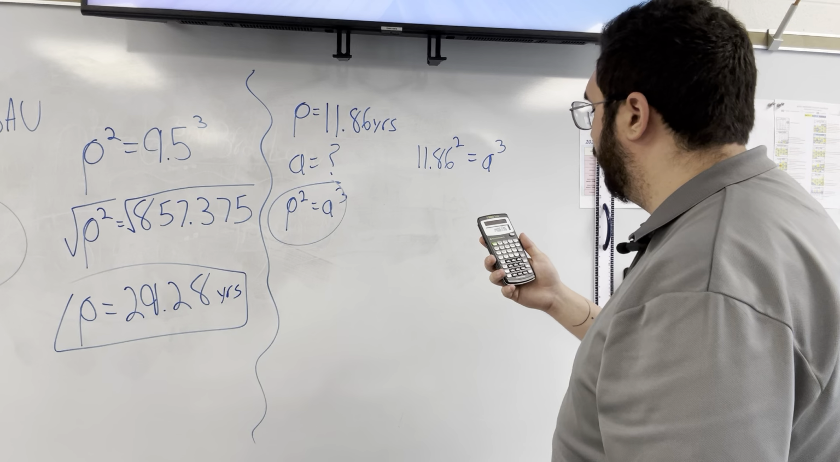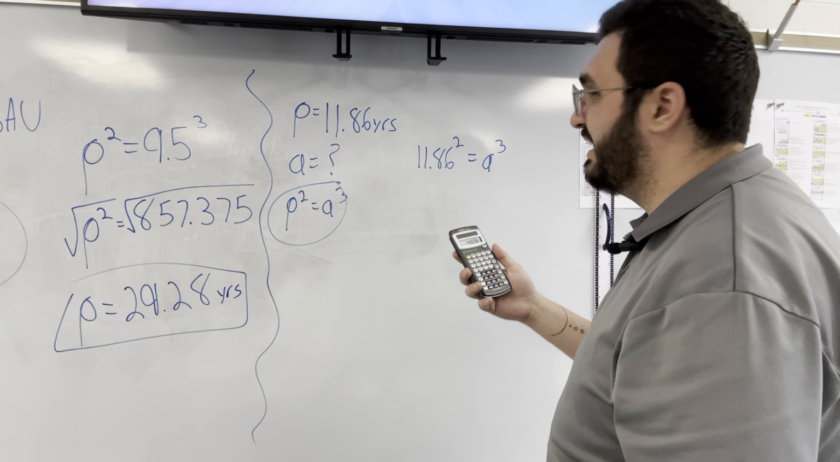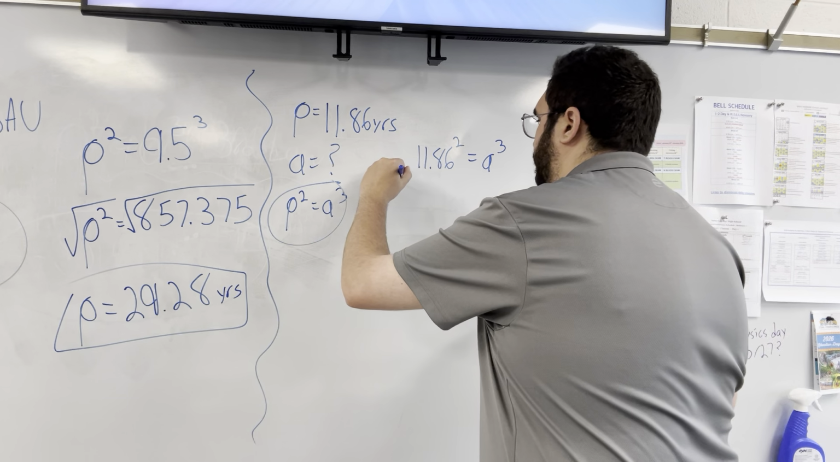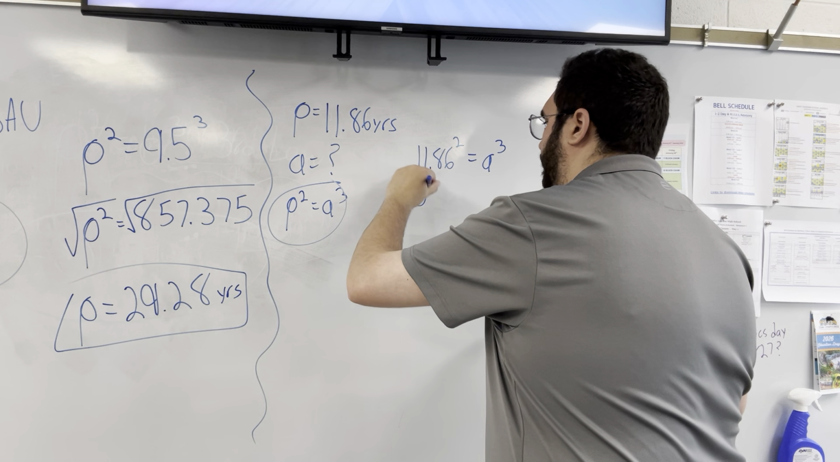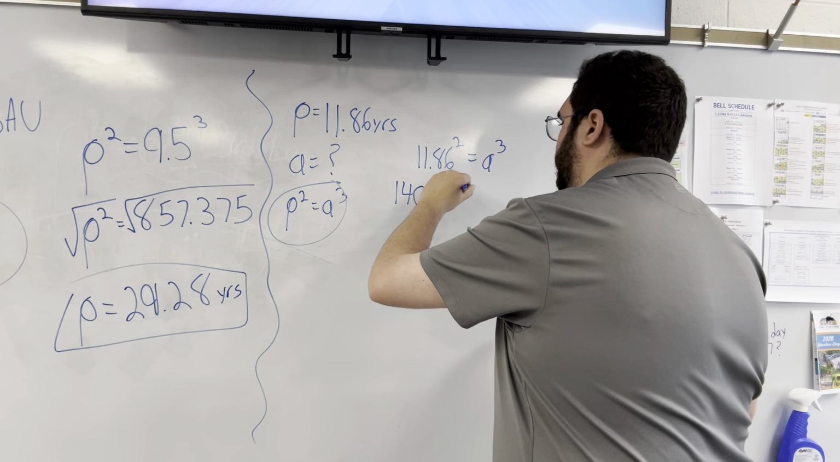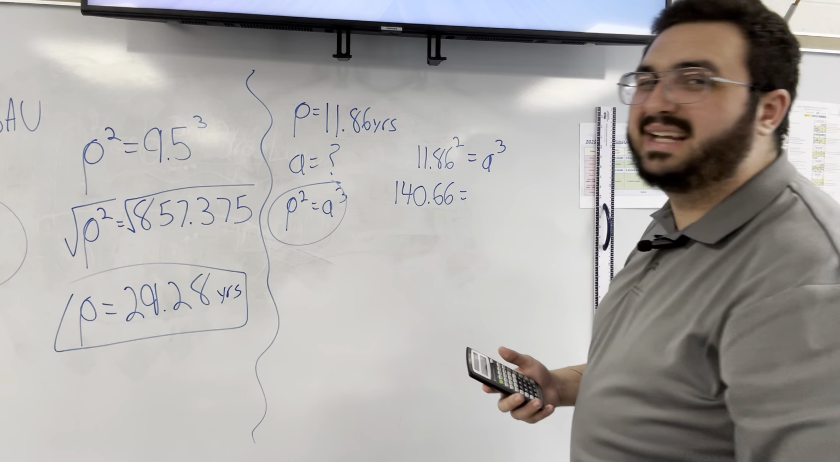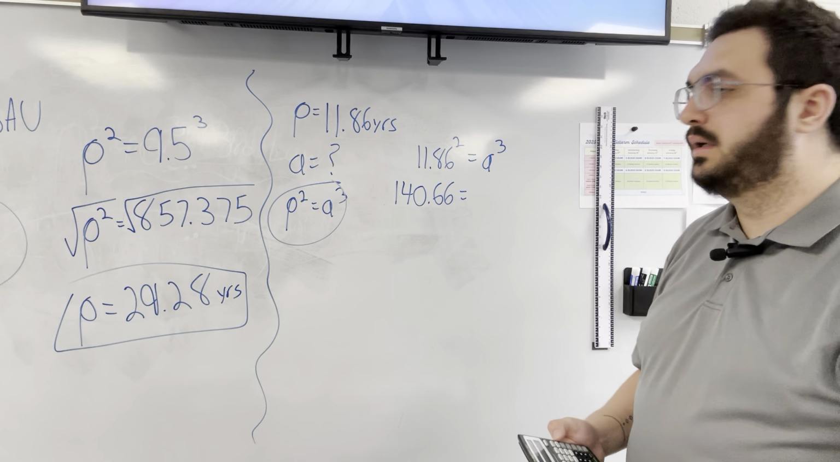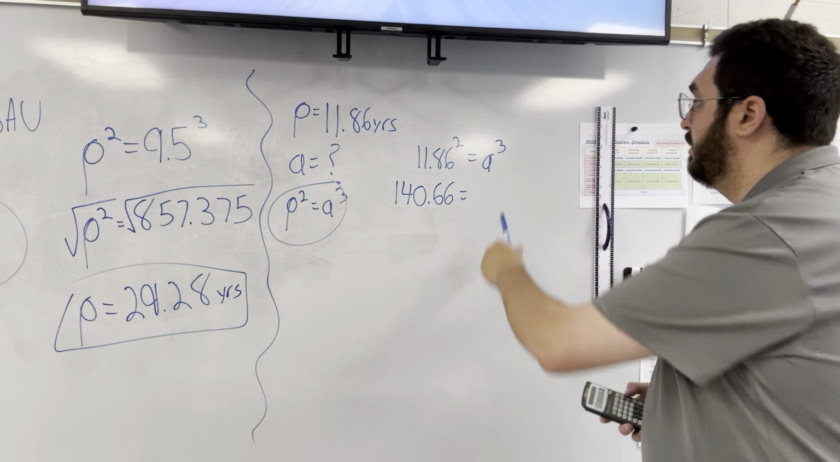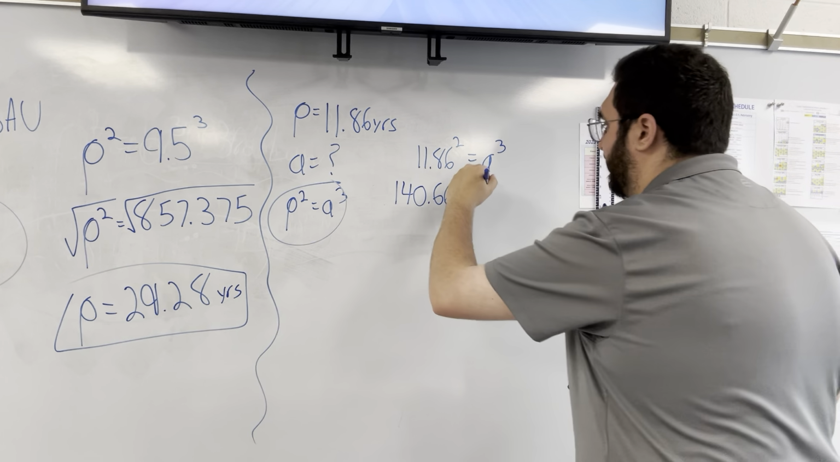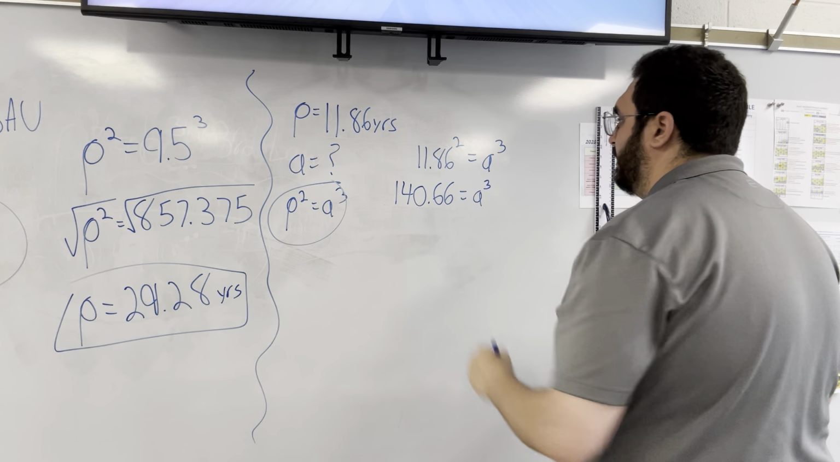11.86 squared comes out to be about 140.66, give or take a little bit. That is going to be equal still to a cubed. We can't do anything to that yet, so that just stays there.